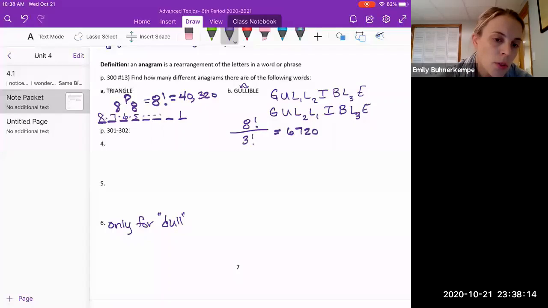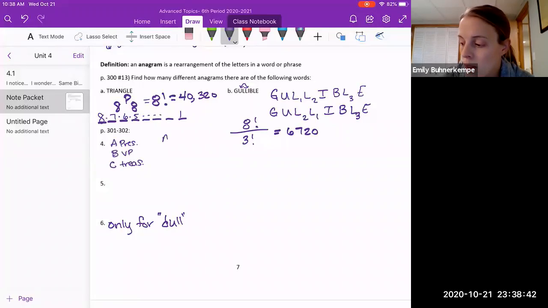Next, we're going to look at page 301 through 302. We're going to start with number 4. So number 4 says, in a class of 200 students, how many ways are there to choose a president, a vice president, and a treasurer? So for example, if student A is the president, student B is the vice president, and student C is the treasurer, that would be different from A as the vice president, B as the president, and C as the treasurer. So the order in which we select the students for president, vice president, and treasurer is going to matter.